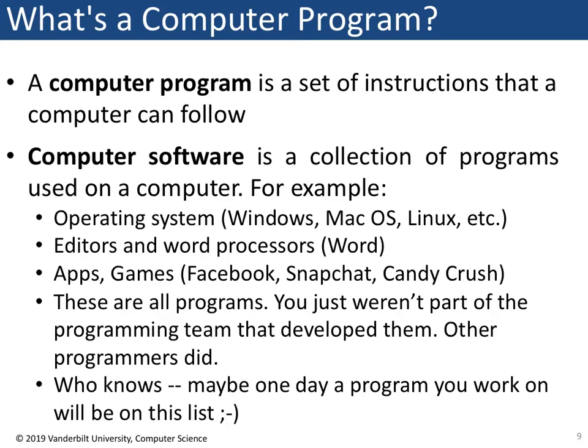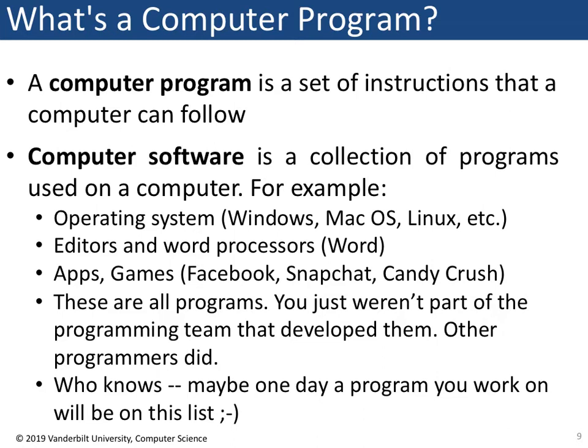So if that is what an algorithm is, an unambiguous, precise, executable in finite time set of instructions, then what is a computer program? Well, a computer program is just a set of instructions that a computer can follow. So that statement does not necessarily mean that the set of instructions equals an algorithm.